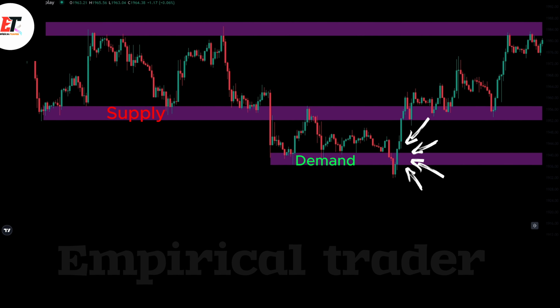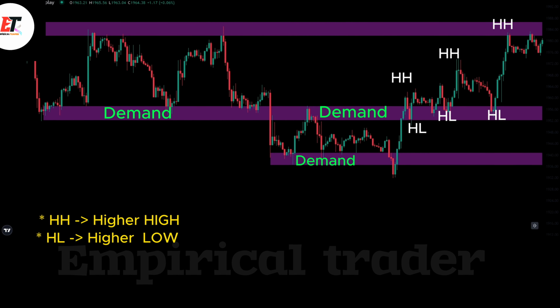If price manages to go above the candle that initially broke the zone, we can be confident that this was a fakeout, and we are likely to move to the upside. Then we break the supply afterwards, and the zone acts as demand. In this situation, we do not have a fakeout, and we can spot it by the candles forming higher highs and higher lows. We call it an uptrend.